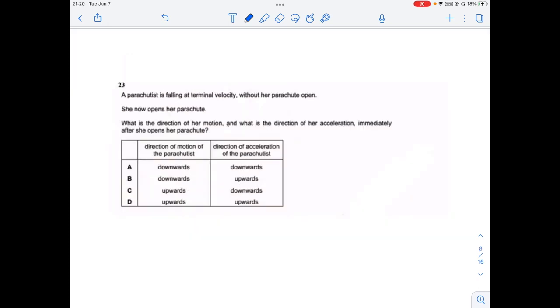Coming to question number 23, a parachutist is falling at terminal velocity. What is the meaning of terminal velocity? The upward force is equal to the downward force. Then only is it moving with terminal velocity. The upward force is the air resistance, which is balanced by the downward force. The downward force is nothing but the weight. If it is balanced, then the parachutist is already at terminal velocity.